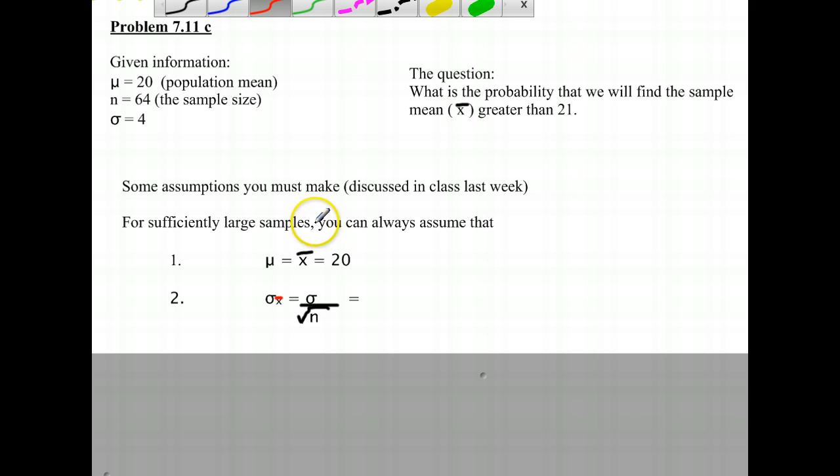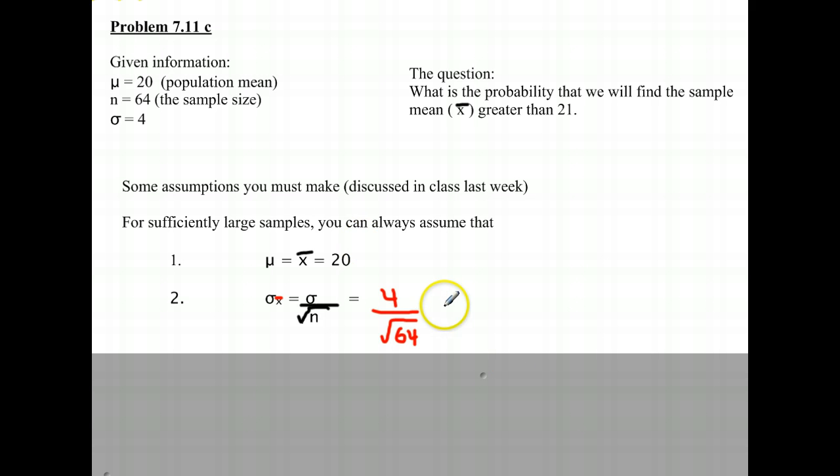Okay, so we're looking for the standard deviation of the entire population. That's here. So that's 4, all divided by the square root of the sample size. The sample size is 64. So let's do that. Here's the square root of 64. Now it happens to be that 64 is a nice, neat number. We can find its square root quite easily. And if you remember, that's 8.